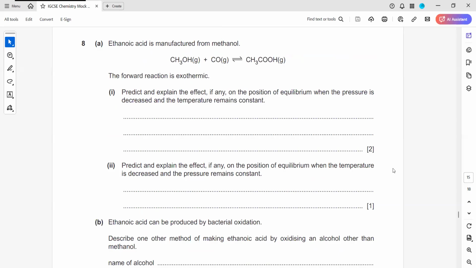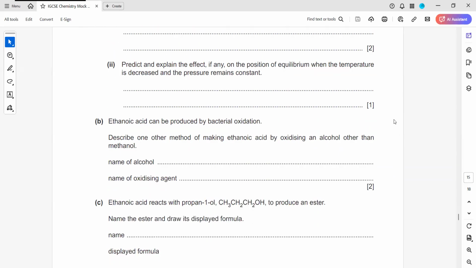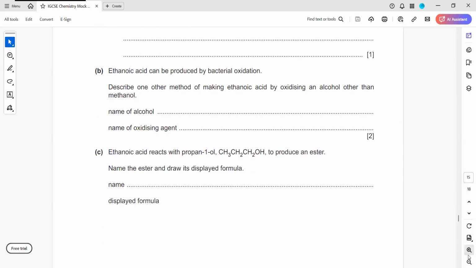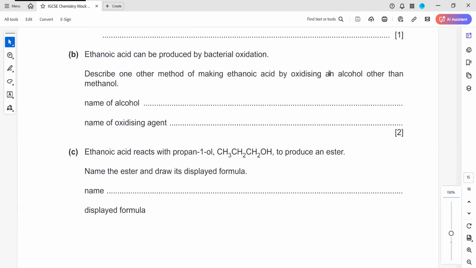Define equilibrium. Rate of forward equals rate of backward. No change in concentration. Sir, it should be 3 marks. No, 1 mark is for rate of forward equals rate of backward. 1 mark is for no change in concentration.